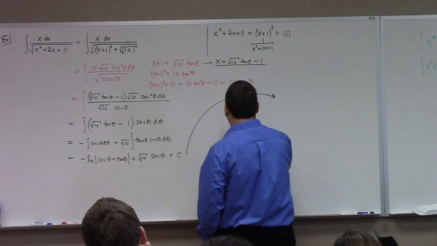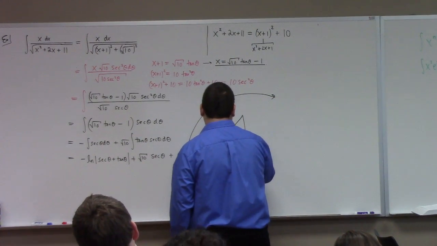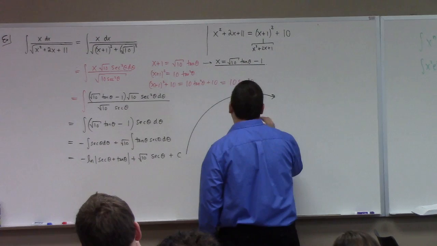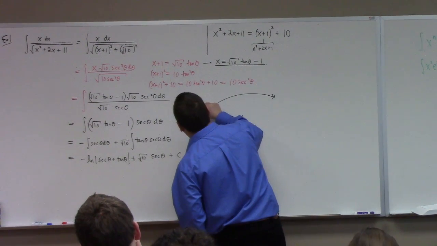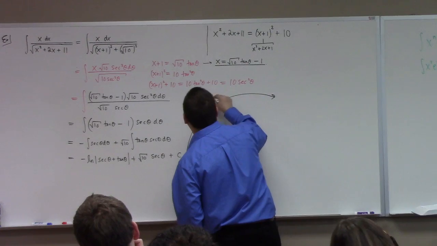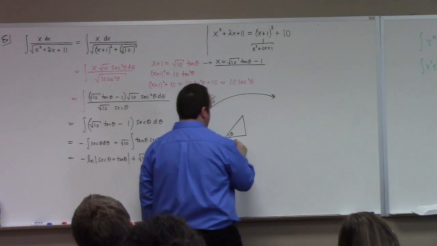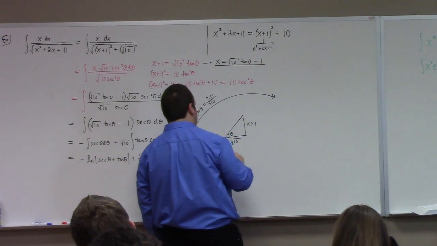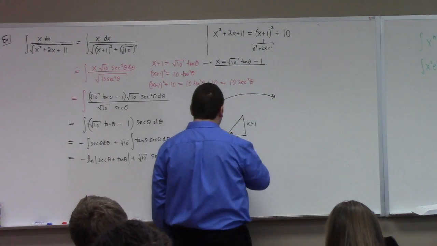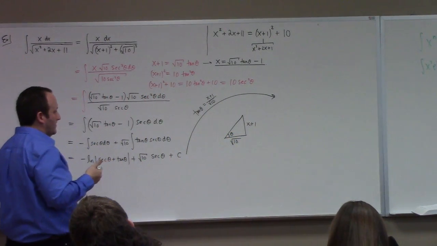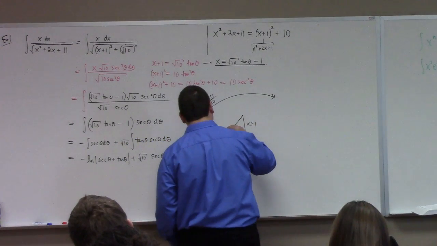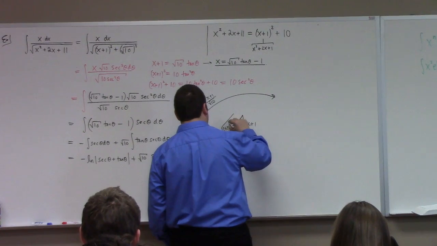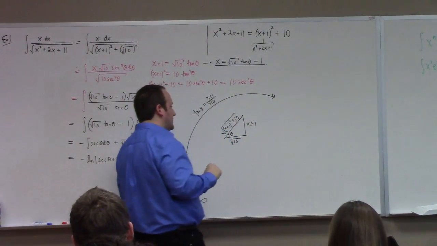All right, so we're going to use the triangle. This time the boring trigonometric triangle. What do we have? We've got tangent theta is what? Tangent theta is x plus 1 over the square root of 10. So I can use the adjacent side as square root of 10. The opposite side is x plus 1. And what's the hypotenuse then? Square root of what? X plus 1 squared, right? There we go. We're back to what we completed the square on to start with.